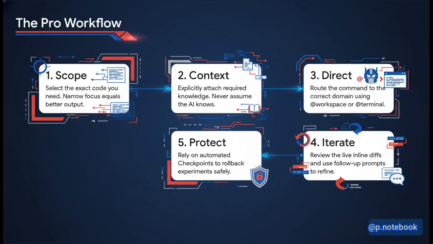This is where it all comes together. First, you scope. Be precise. Select the exact code you want to work on before you even ask. Next, you provide explicit context. Don't make the AI guess. Tell it exactly which files matter. Then you direct it. Use agents like @workspace to point it in the right direction. And this one is crucial. Iterate. Never just accept the first thing it gives you. Review the changes, give it feedback, and refine the solution together. And all the while, you protect your work, relying on those automatic checkpoints as your safety net to roll back any experiment that doesn't pan out.